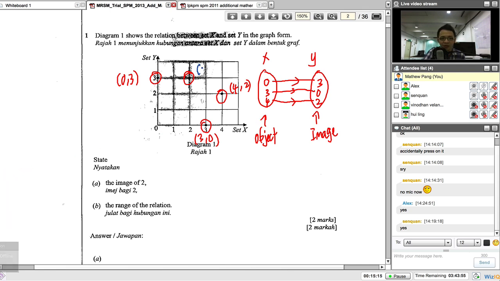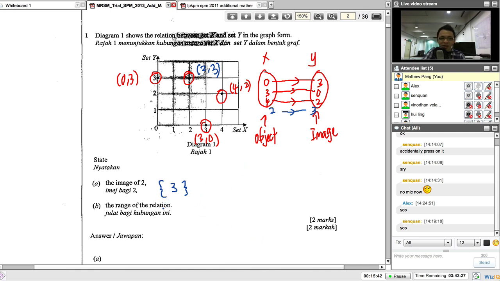What is this coordinate called? This coordinate is 2, 3, right? So that means 2 will connect to 3. Alright, so the image of 2 should be 3. Just write 3, it's fine. But make sure you write in this symbol for function. Somehow they love this symbol, but I think writing 3 straight away should be fine because it's just 1 mark.